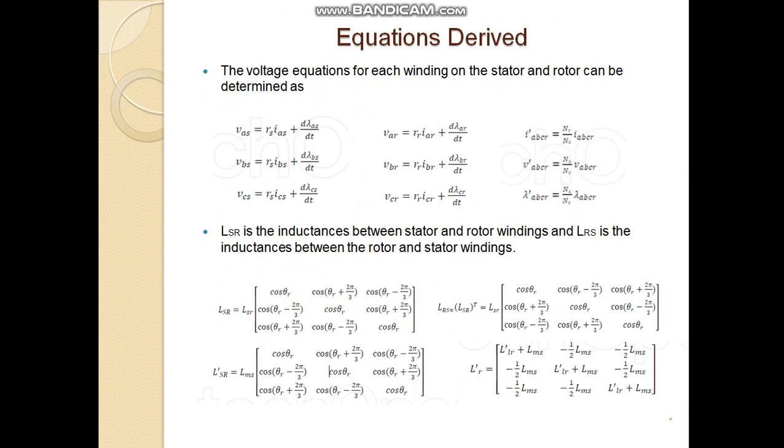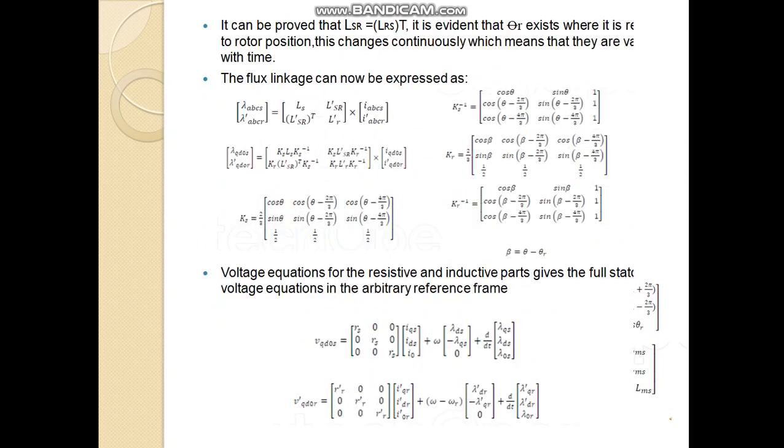After obtaining the voltage equations in the natural reference frame, the transformation to the arbitrary reference frame can be done. Ks is the transformation matrix and Ks inverse is the inverse transformation matrix for the stator parameters. Kr is the transformation matrix and Kr inverse is the inverse transformation matrix for the rotor parameters.